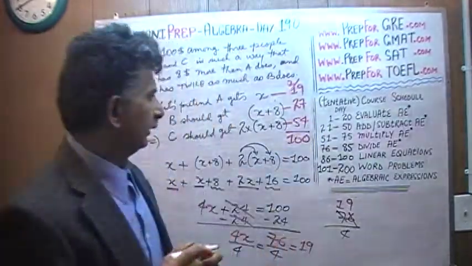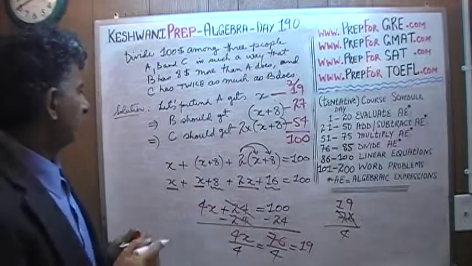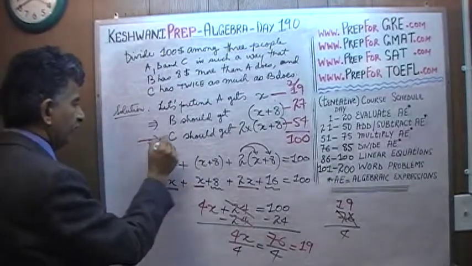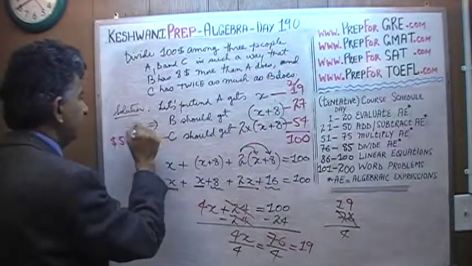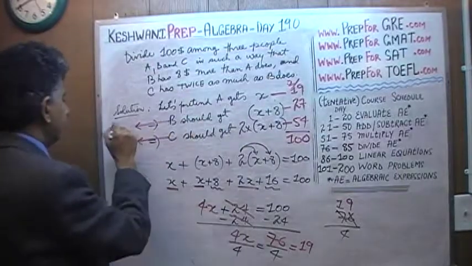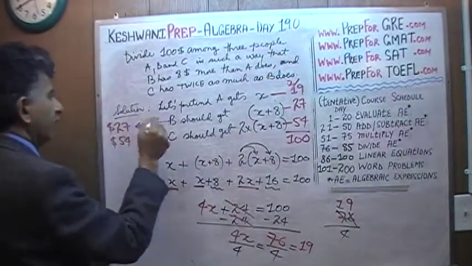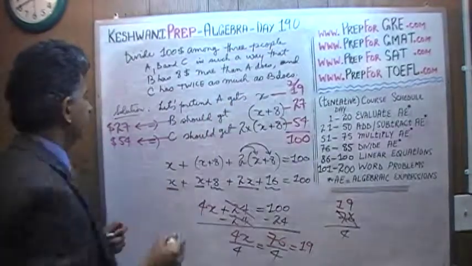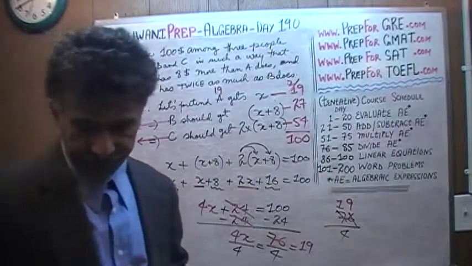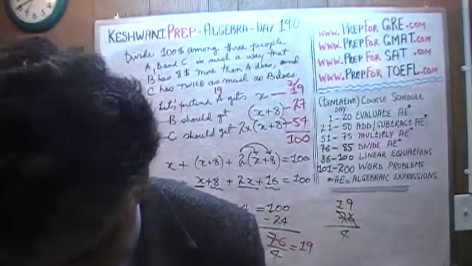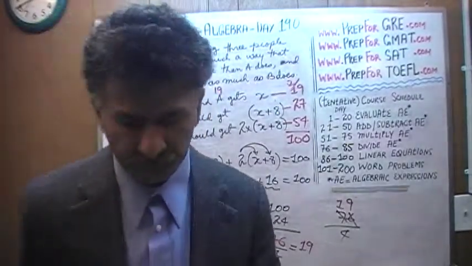That's it. So it turns out Mr. C gets $54, Mr. B gets $27, and Mr. A gets only $19. He gets only $19. That's it. That was all. That was the end for today.